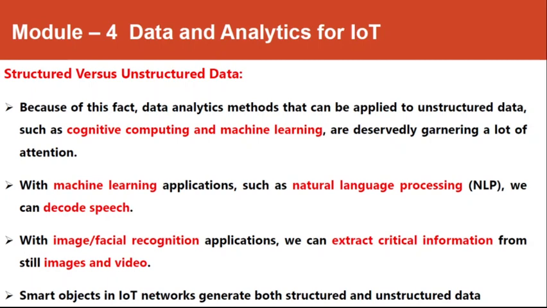Smart objects in IoT networks generate both structured data and unstructured data. The handling of unstructured IoT data employing machine learning techniques is getting more important since the data generated by business is 80% unstructured. Structured data is more easily managed and processed due to its well-defined organization.